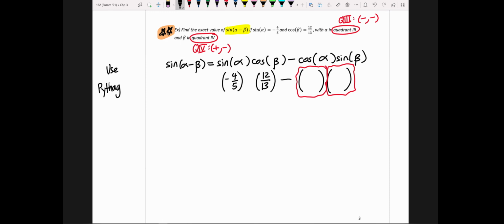If you use the Pythagorean identity, remember, given sine of alpha, we can find cosine of alpha using the Pythagorean identity. Given cosine of beta, we can find sine of beta. So this is the Pythagorean method, or the new method we learned yesterday was called the triangle method, and I think a majority of students did prefer the triangle method.